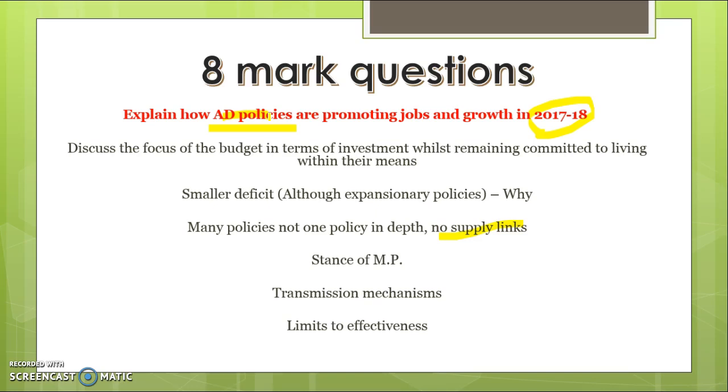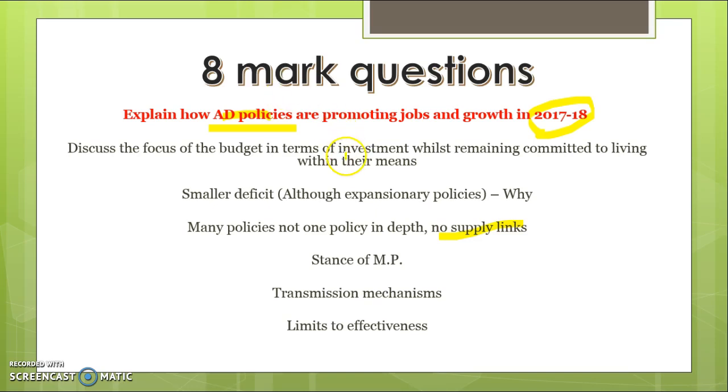So in terms of the 17-18 and 18-19 budget, a good way to start about how aggregate demand policies are promoting jobs and growth is to focus on the stance of the budget and use some keywords and link some keywords from the budget papers. So what I mean by that is, the best way to start these questions is to say that this year's budget and even last year's budget have both had a mildly contractionary nature in that the size of the budget deficit has decreased. However, most of this has been due to cyclical factors as growth continues to pick up, unemployment falls, there's stronger overseas growth, etc.